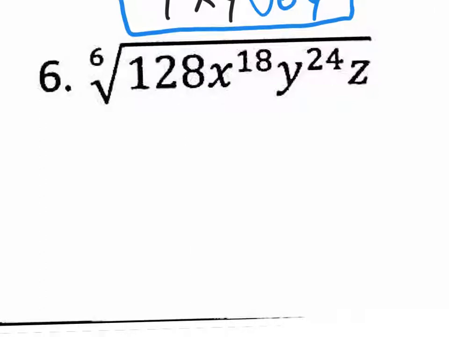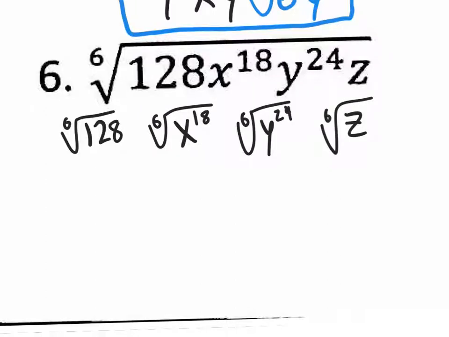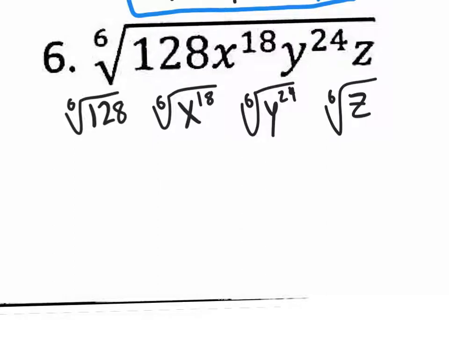Last one down here, the 6th root. We're going to split up that 6th root to each of them. So I've split them all up, and now we're going to work on each of them individually. So what times itself 6 times will give us 128? Well, we could try 2 to the 6th. When we go 2 times 2 times 2 times 2, 6 times, we will get 64. And we see that 64 is really half of 128. So we could go 64 times 2 instead of 128.